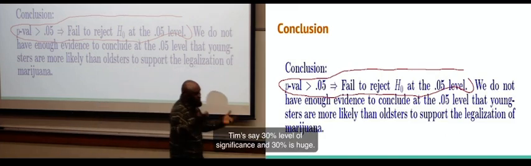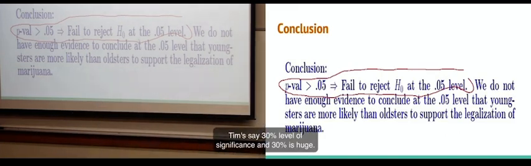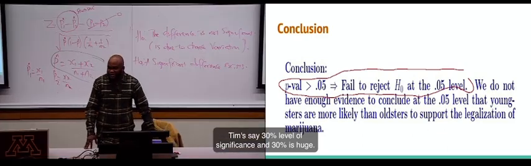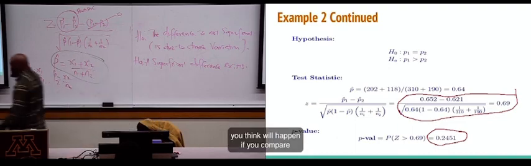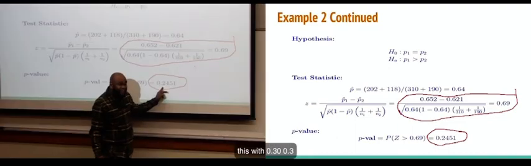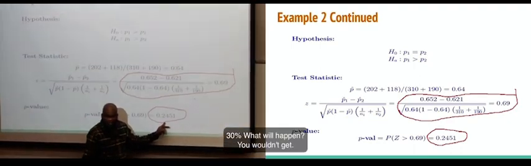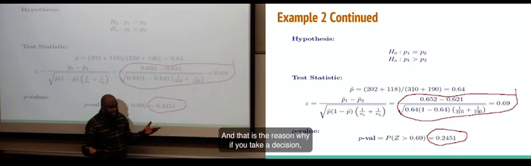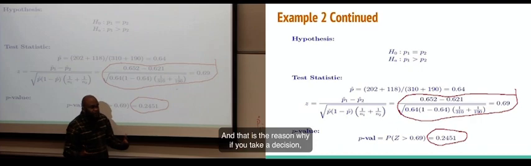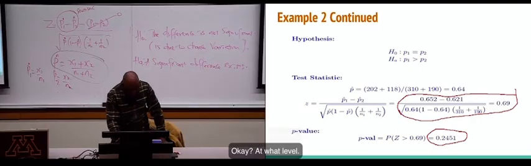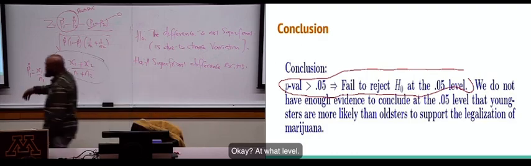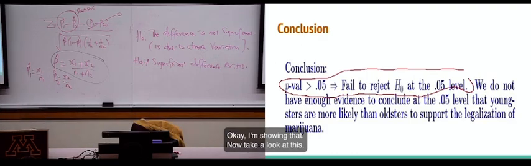For instance, let's say I say use 30% level of significance, I know that 30% is huge. Let's go back. What do you think will happen? If you compare this with 0.3, 0.3 is 30%. What will happen? You will reject. And that is the reason why, if you take a decision, you need to be able to tell the world at what level I'm showing that.